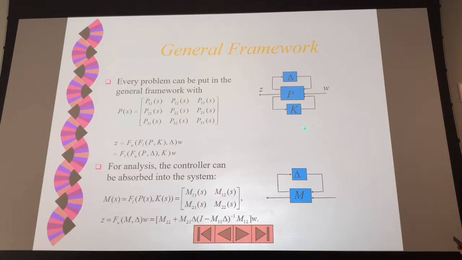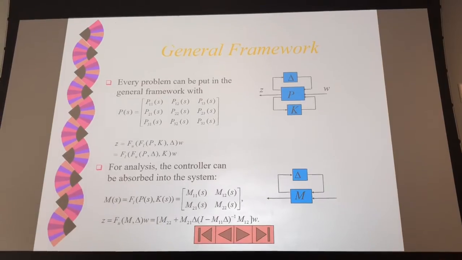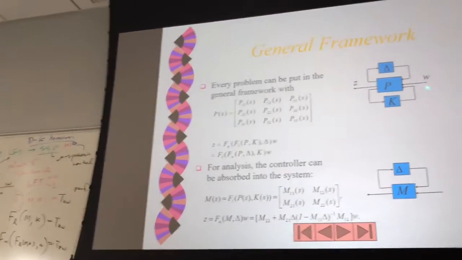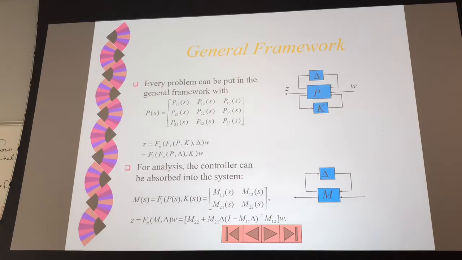This picture is exactly the earlier picture. He used P, I use M, that doesn't matter. We care about the system performance from w to z, so T_zw. In this case, you have three parts. This is a vector, this is a vector, this is also a vector. So you have three vectors here, and that's why you can partition P into 3 by 3 parts. The sizes of these signals may not be the same, but they are all vectors.